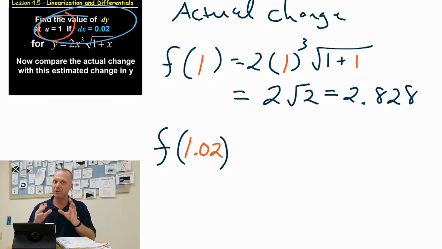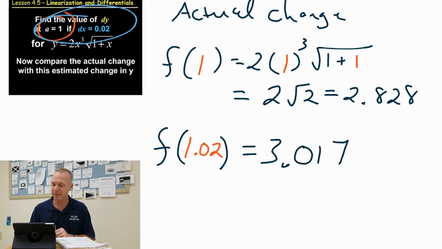Okay, so my first x value is 1. My second x value is 1.02. Okay, so we plug in 1.02. I'm going to skip showing that, but you could plug it in and you end up with 3.017. Make sure that you understand that came from plugging in to the original function.